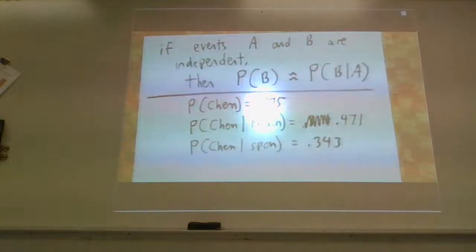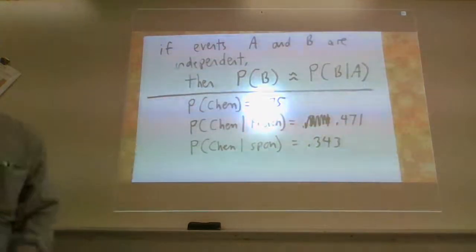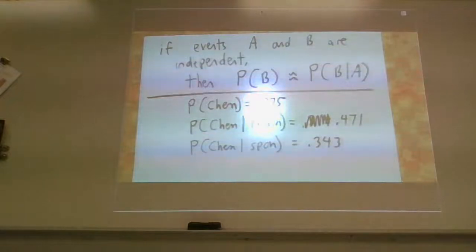Question. Are those numbers approximately equal to each other? They're not. To be approximately equal, they've got to be a lot closer. If they're going to be approximately equal, it's got to be maybe like 37% and 38%. Then I would say, yes, they're approximately equal to each other. But 37% and 47%? No, they're not approximately equal to each other.